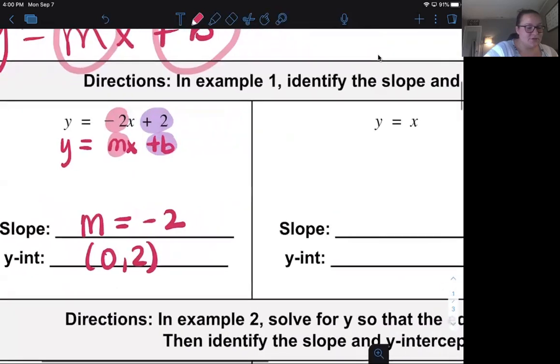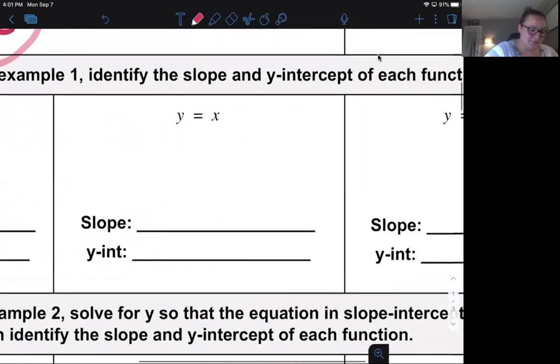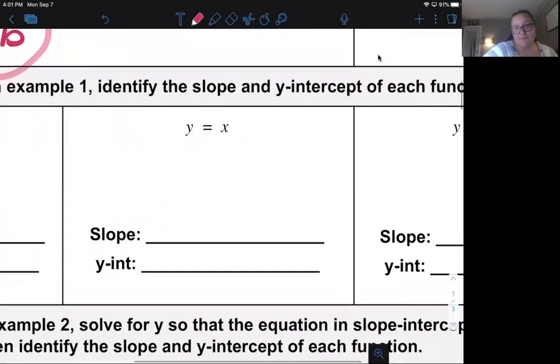Now look at the equation y equals x. Why don't you give this a shot yourself? Identify the slope and identify the y-intercept. If it helps, think of it in terms of y equals mx plus b, and see if you can figure out what your slope and your y-intercept would be.